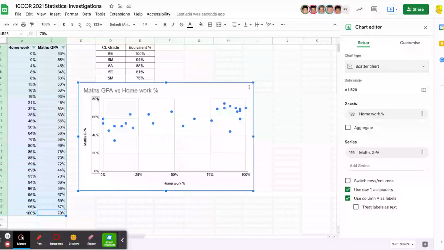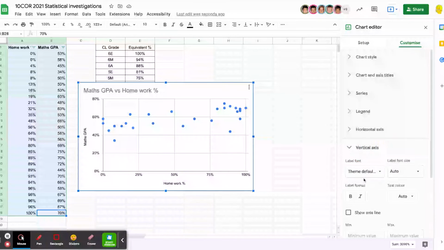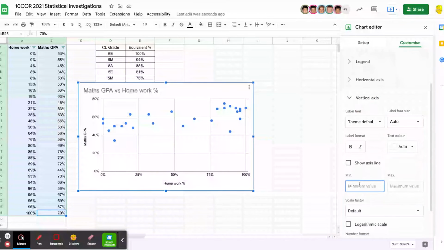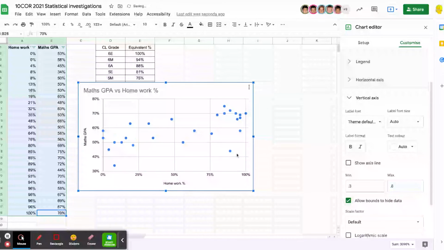So we want to lengthen that out so we can customize that scale by going to the vertical axis, and we want the minimum value to be the lowest number. So in this case, it's 0.3 or 30%, and then the maximum value 0.8 or 80%. And that's now spread that data out so it's easier to see.